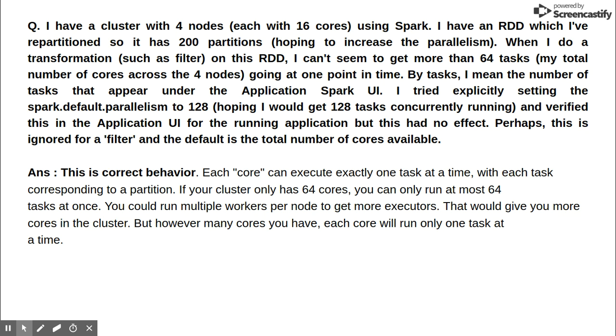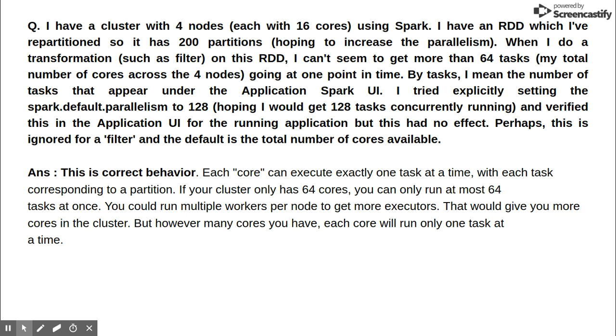And you have repartitioned your data into 200 partitions. But when you execute the program and debug it in the driver or executor logs, you will see that only 64 tasks are running at a time. Why are 200 tasks not running? Because you don't have the resources to run 200 tasks. At a time, you can only execute 64 tasks. That is the correct behavior.